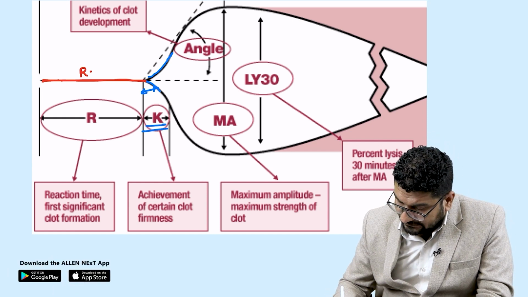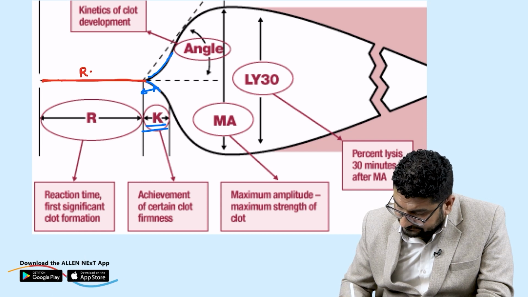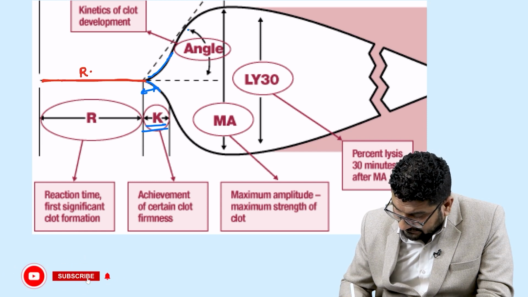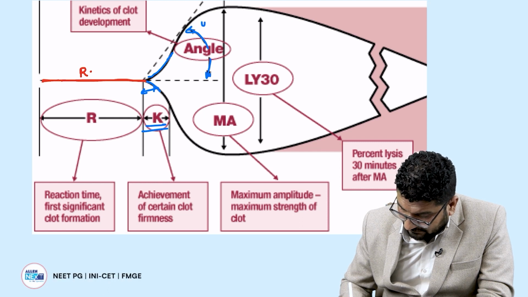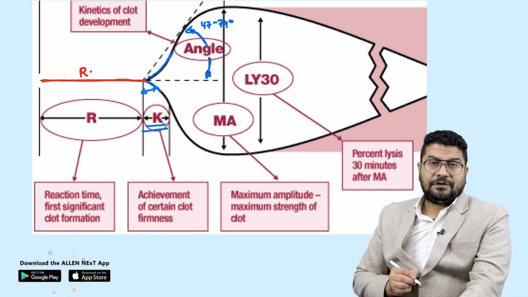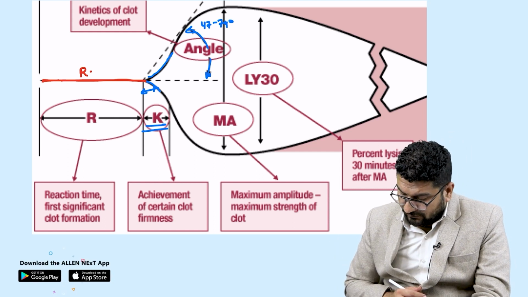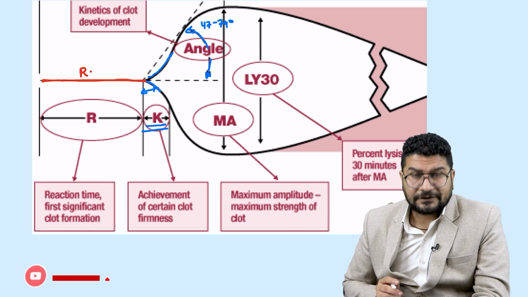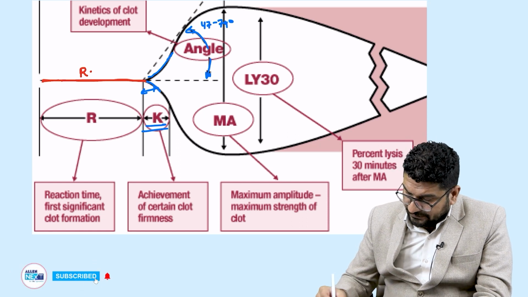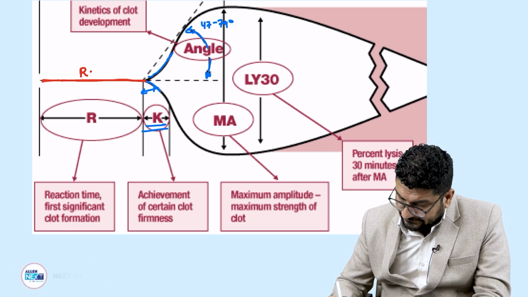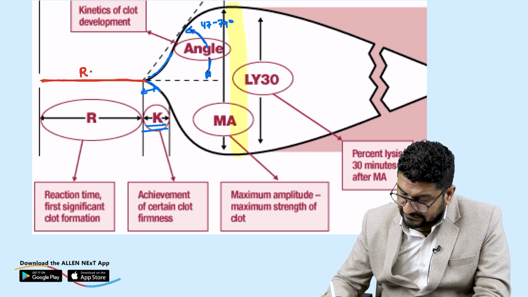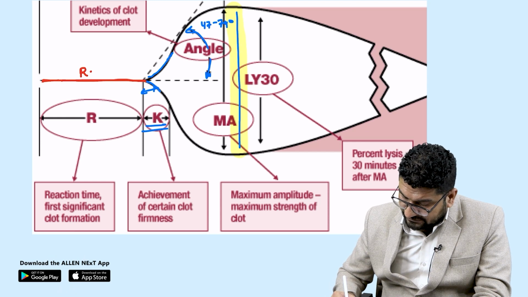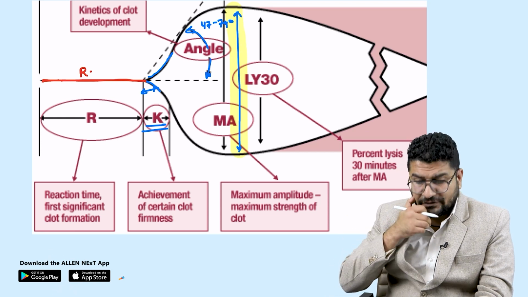Then if you notice, they will make an angle, and the angle which we see here, this angle is normally in the range of 47 to 74 degrees. This angle is what we call alpha angle. So what this angle is telling you, it is telling you kinetics of clot, and ultimately you can notice a maximal height. So this is the maximal height which I am shading. This maximal height is called maximal amplitude or maximum deviation of tracing.